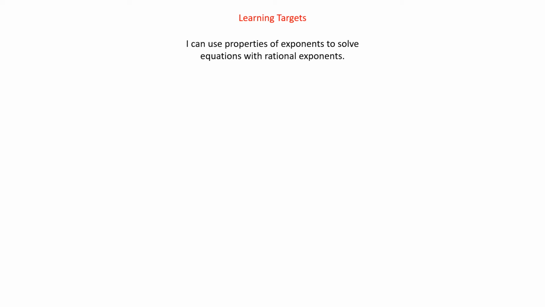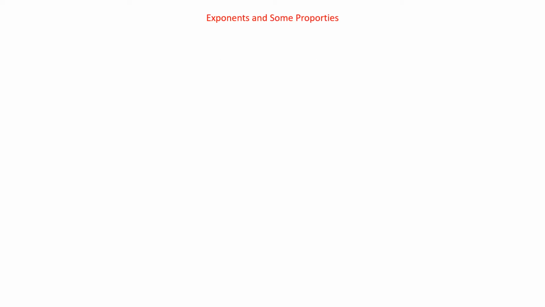Our learning targets: I can use properties of exponents to solve equations with rational exponents. So we'll see the properties of exponents, solve equations with rational exponents. Rational means it can be written as a fraction. So we're going to start having exponents that are fractions, and we'll see what that means in just a second. But first, let's take a look at just exponents and some properties of exponents in general.